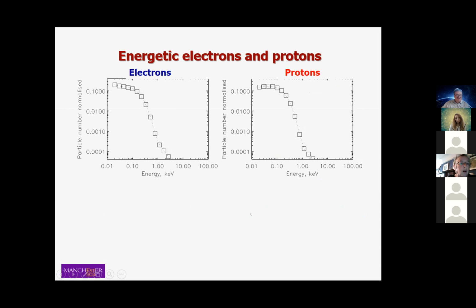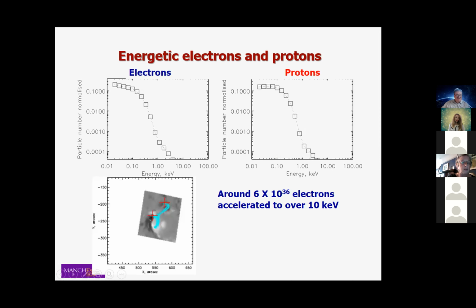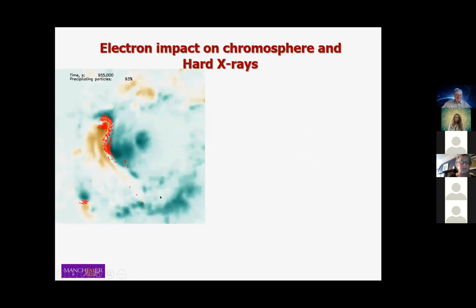This shows us spectra of electrons and protons. They are moving in time. So you can see we start with a thermal spectrum, and then at some point in time we get this quite strong non-thermal tail developing, and then it settles down again. The number of electrons accelerated up over 10 keV is about 6 times 10^36 electrons. This shows you, and we'll come to this more in a moment, the magnetic field configuration of where these accelerated electrons are mainly propagating down to the surface.